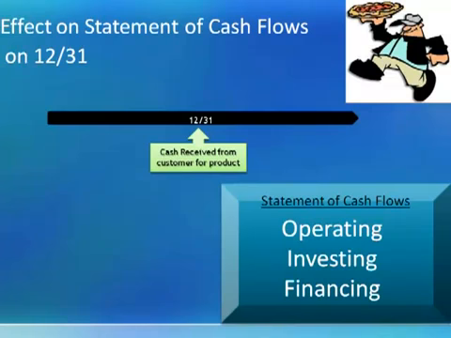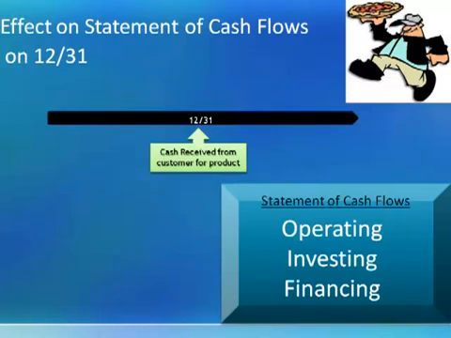Next, we have Great Pizza Company paying the bank $10,800 on December 31st, 2012. So $10,000 was to repay the loan, $800 was for interest. So on 12/31, cash is paid, cash is going out. We have a cash outflow.